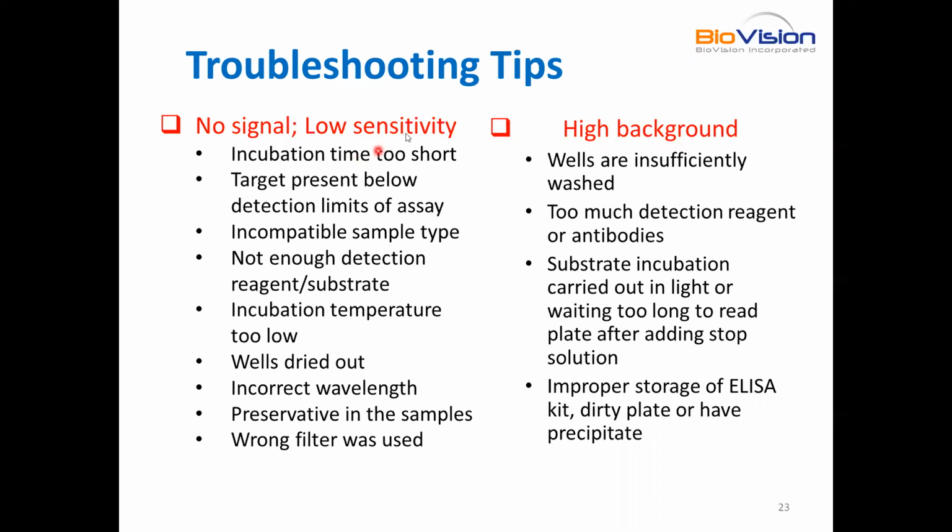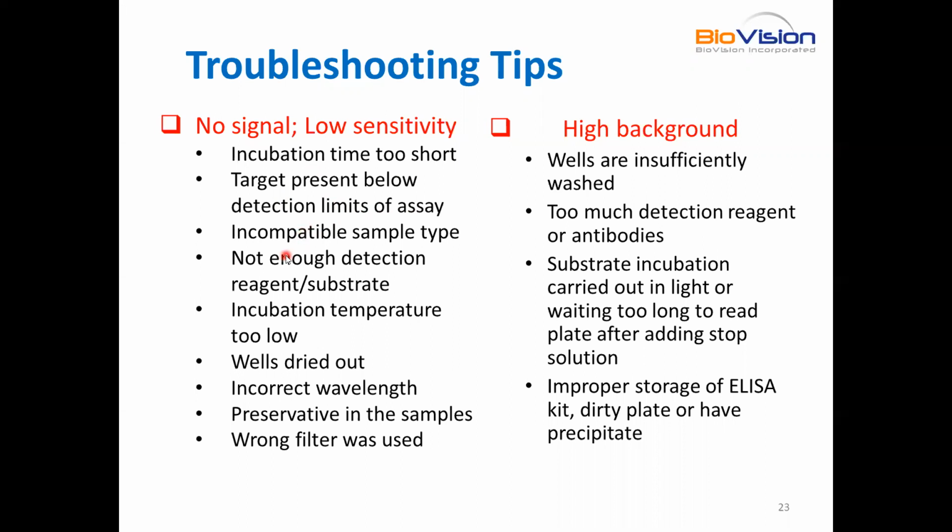I would like to highlight mostly two basic problems for which we usually get these complaints: either low signal, low sensitivity, or high background. The possible reasons for getting no signal could be that they are not incubating for enough time, or maybe the target protein of interest is present in a very low concentration, below the detection limit of the assay, so the assay is not capable of detecting it, or maybe they are diluting their samples too much, so the dilution is too high.